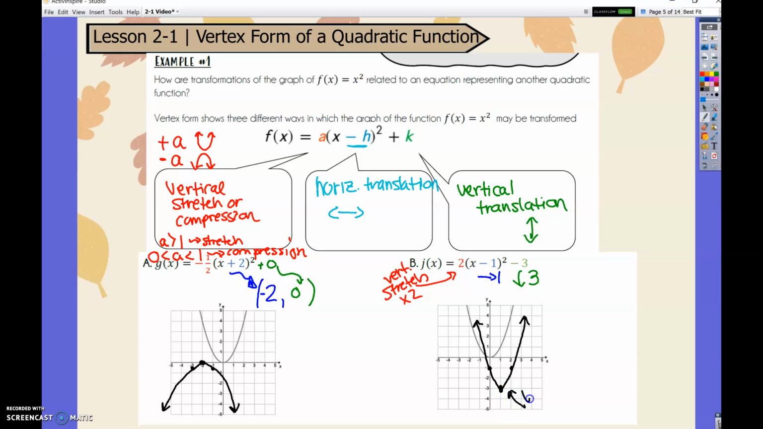Check out this vertex though. Your vertex is now 1, -3. You can start to use these numbers to get your vertex very quickly. You won't even have to plot it because you know how it moves from 0, 0. So using vertex form gives you just that, your vertex, very quickly.